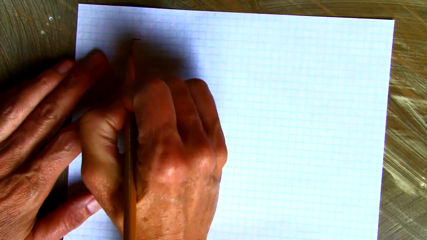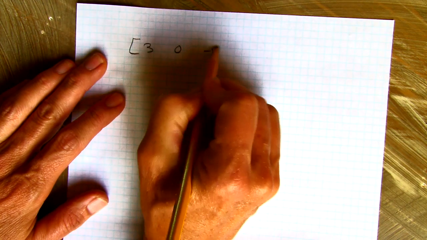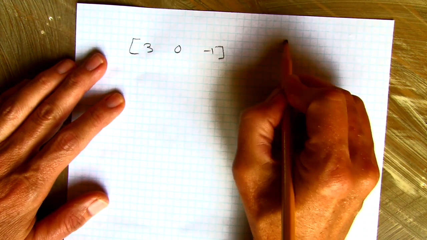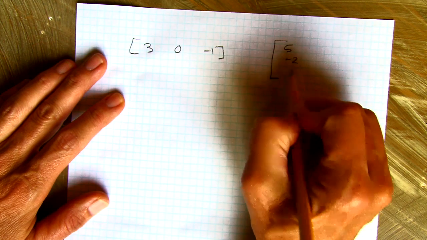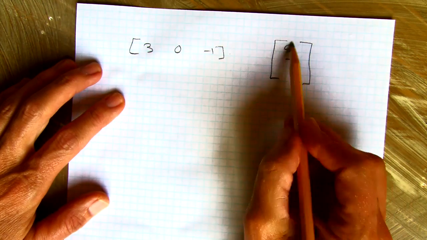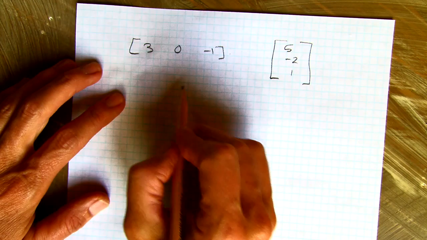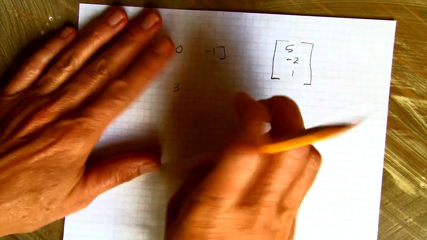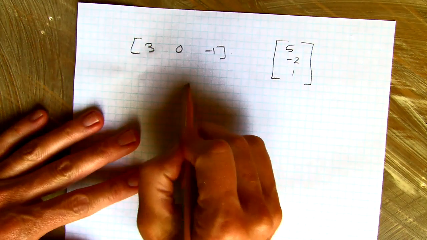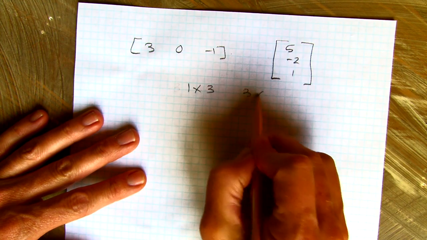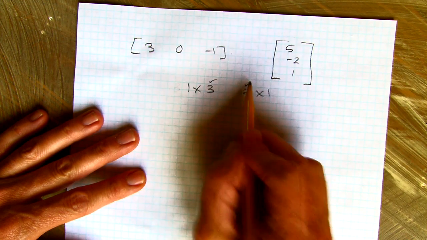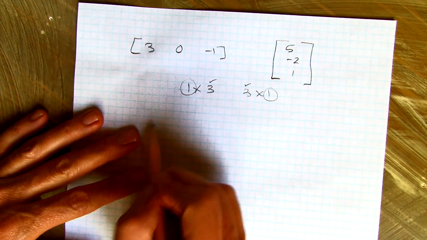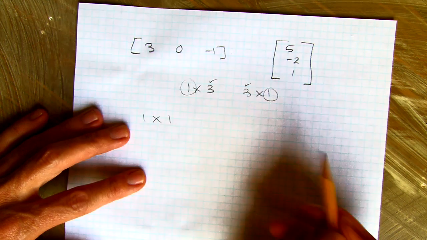All right. What did I want to go over next? Oh, sometimes you might get something like this, 3, 0, negative 1, and you have to multiply that by 5, negative 2, 1. Now there's 3 things here, there's 3 things here, but think about it. This is a 1 by 3, right? And this is a 3 by 1. These match, so what's your solution matrix going to be? It's only going to be a 1 by 1.